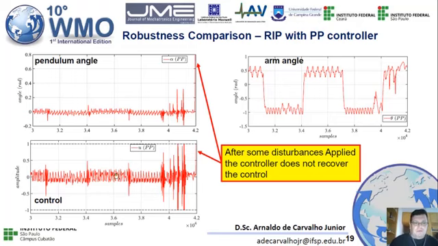And below you can see the control signal. So after some disturbances, the controller loses control of the pendulum. As you can see, the pendulum angle increases up to 0.8 radians. That means that we need to shut down the plant, because the pendulum in fact falls down.